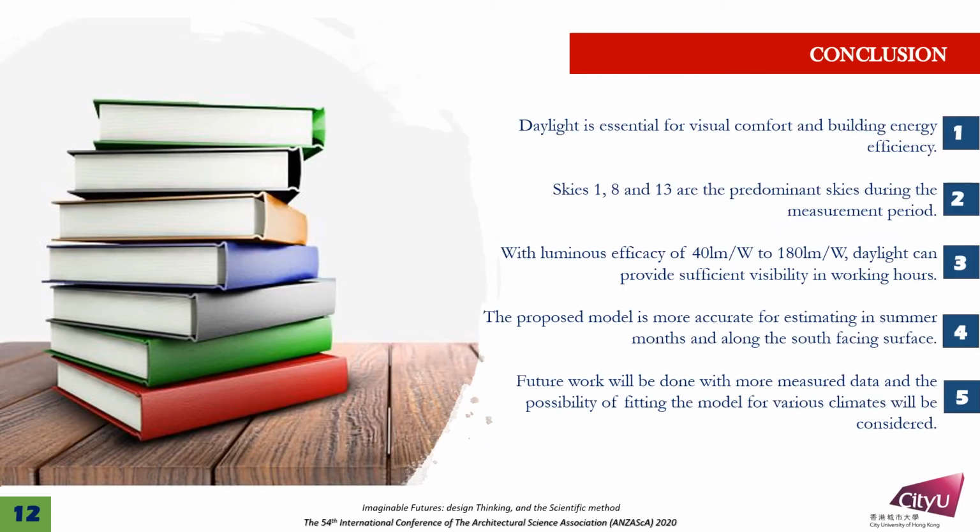In conclusion, daylight is essential for visual comfort and building energy efficiency. Skies 1, 8, and 13 are the predominant skies during the measurement period. With a luminous efficacy of 40 lumen per watt to 180 lumen per watt, daylight can provide sufficient visibility in working hours. Also, the proposed model is more accurate for estimating in summer months and along the south-facing surface. And lastly, future work will be done with more measured data, and the possibility of fitting the model to various climates will be considered.